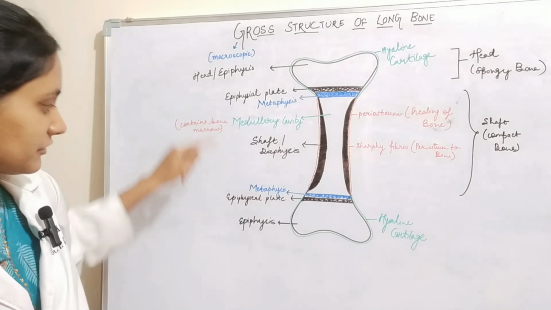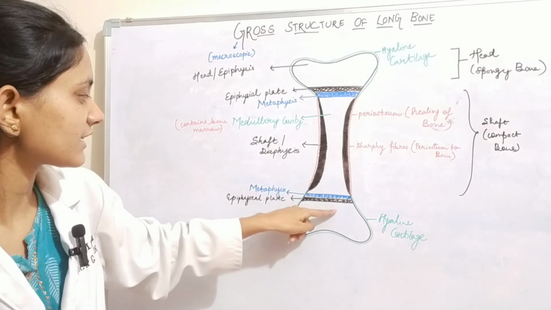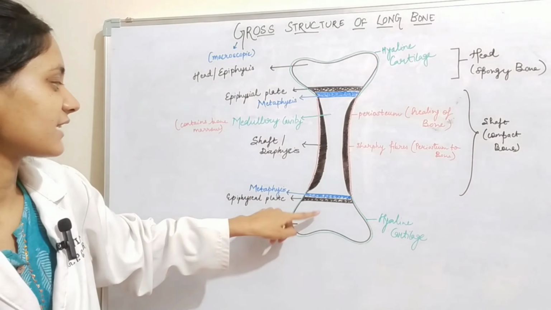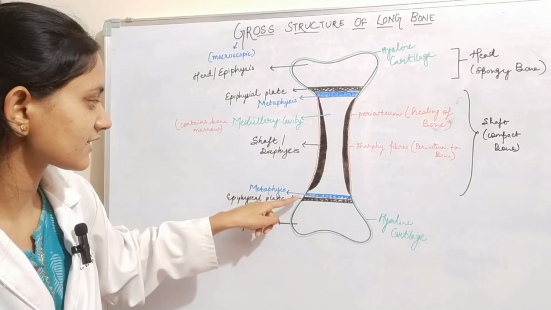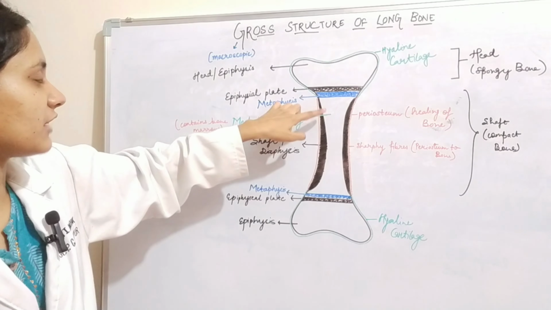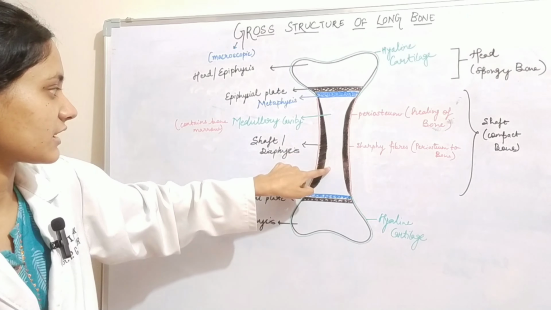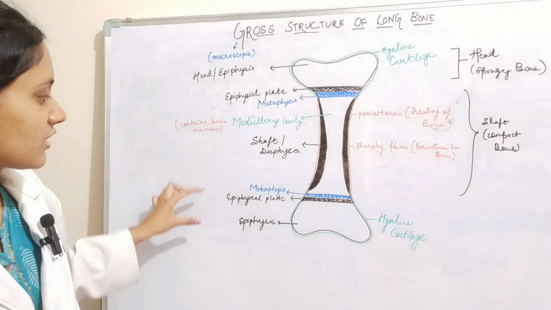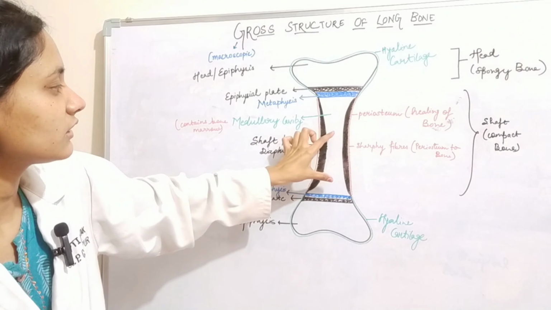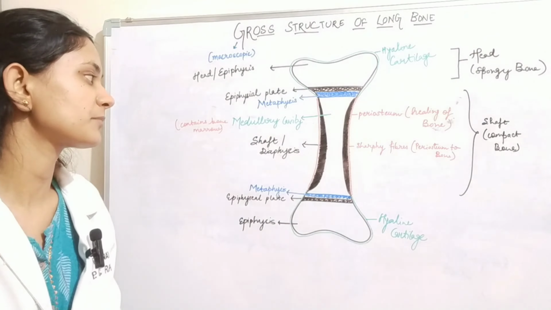Head is also known as epiphysis. Now epiphysis has a covering of epiphyseal plate, and between shaft and epiphysis we have metaphysis present over here. Same here, we have metaphysis present. The shaft is also known as diaphysis. So head is known as epiphysis, shaft is known as diaphysis, and between epiphysis and diaphysis, we have metaphysis present.